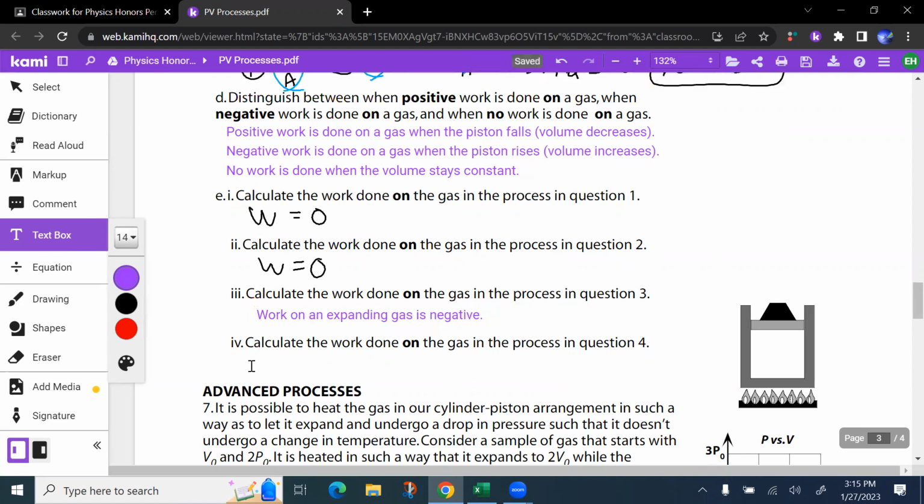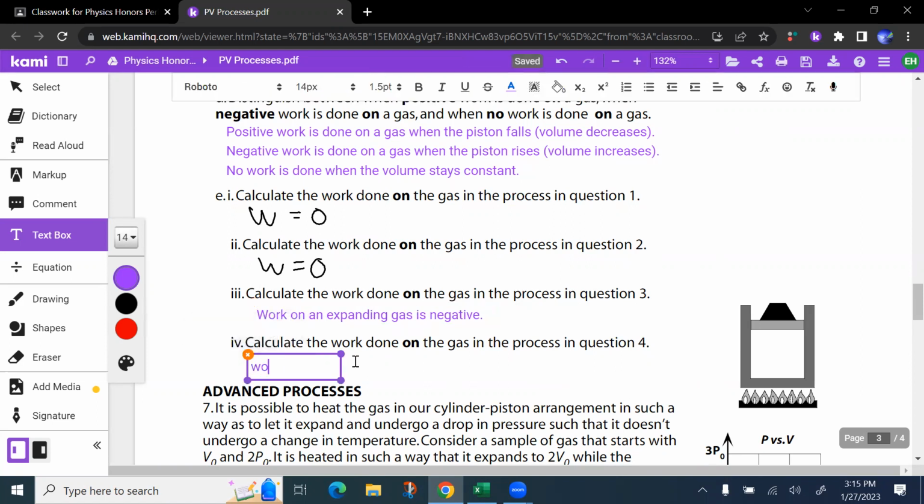And then question 4, we had a compressed gas. Work done on a compressed gas is positive. And again, we can think about that: with a compressed gas, we're making the volume smaller, right? The energy goes up, and so an increase in energy corresponds to positive work being done. Now, let's calculate the amount of work that was done.